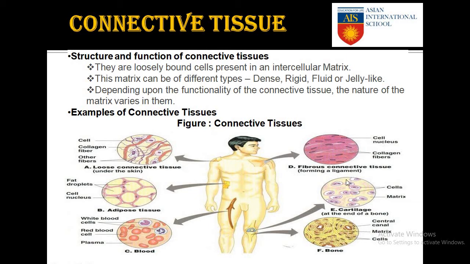Now, fibrous connective tissue forms ligaments and tendons. Ligament connects bone to bone, and tendon connects bone to muscle. Cartilage is also hard but not as hard as bone. It is present at the end of a bone, it is flexible in nature, and it is present at the tip of the nose or in your ear. Bone is very hard. It is made up of calcium and phosphorus.